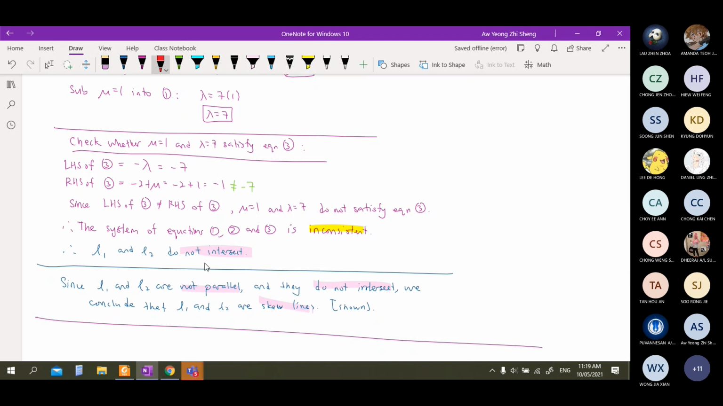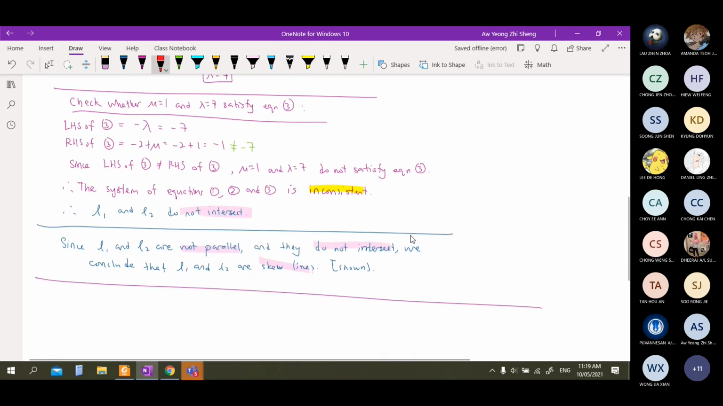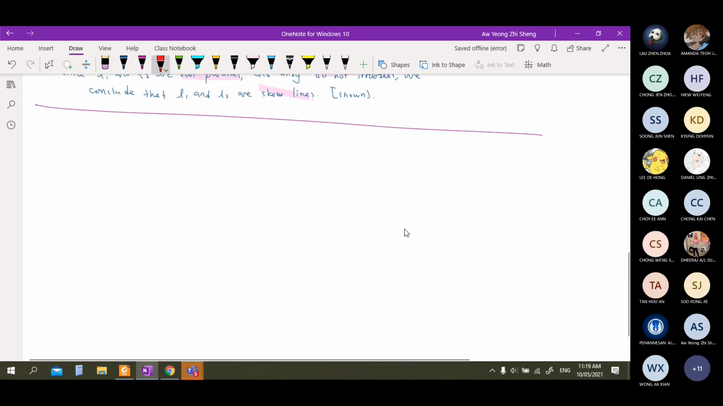Okay, for part B, find the shortest distance from point A to line L1. Just simply draw a line L1 to visualize. You have direction vector (1, 1, -1) for line L1, and of course A is an external point, then only you can find the shortest distance. This will be the distance that they want.